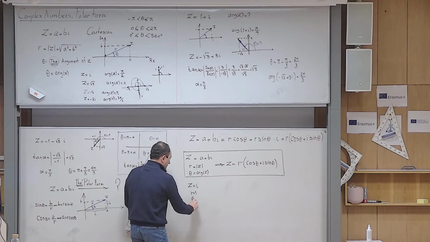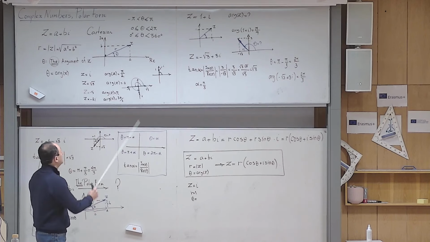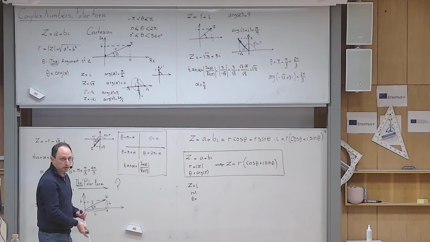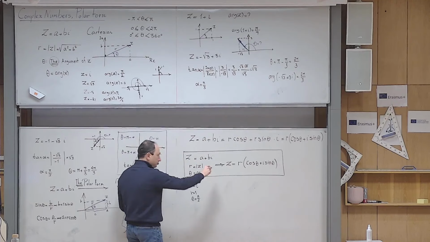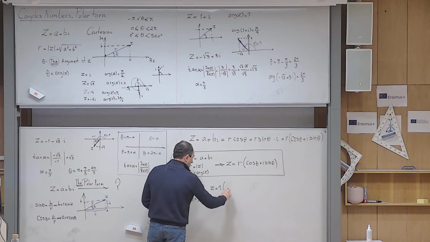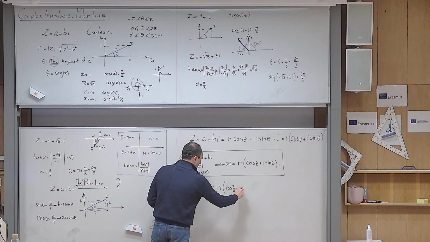What is the theta for this problem? We did it before on the board. You can also immediately visualize it. So what is the argument for i? It was pi over 2. Do you agree? So it is just pi over 2. And then you put these numbers in the formula. So z becomes what? 1 times cosine of pi over 2 plus i sine pi over 2.